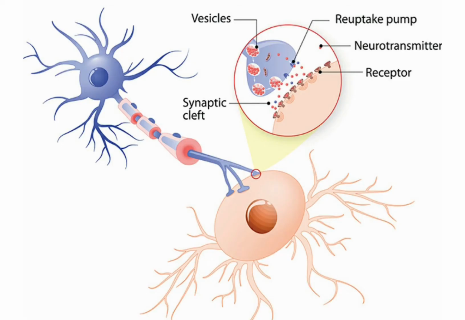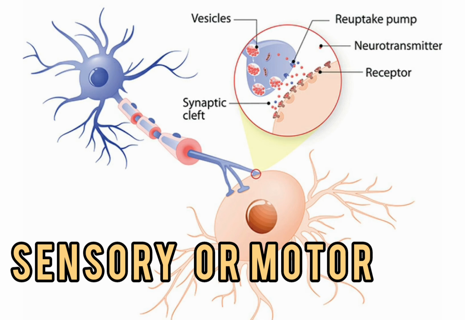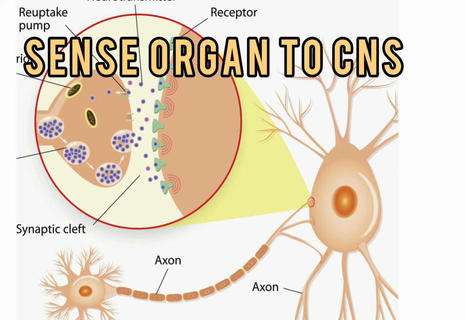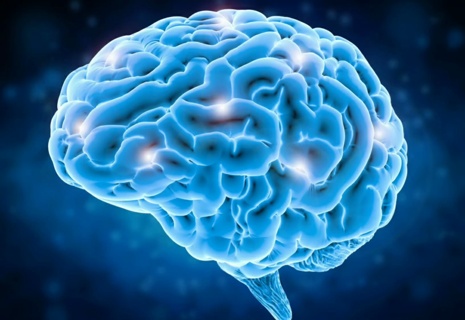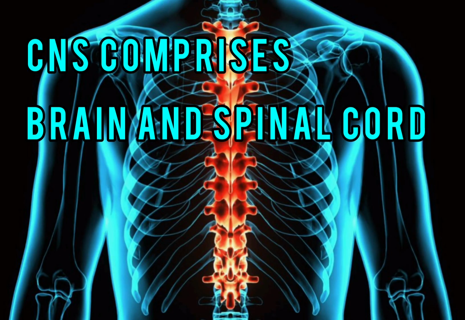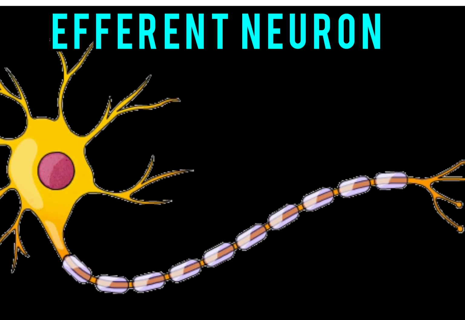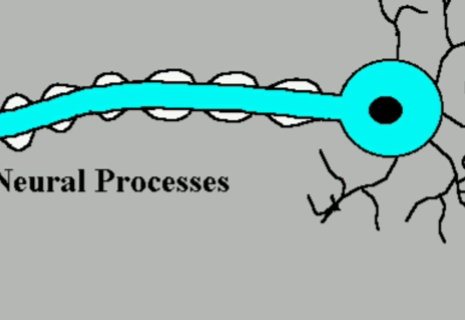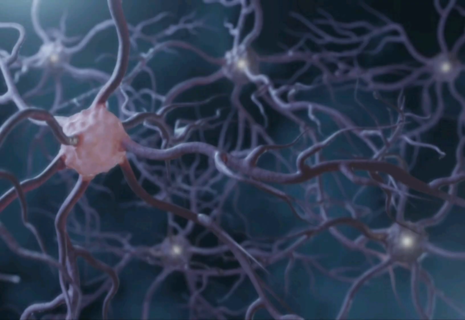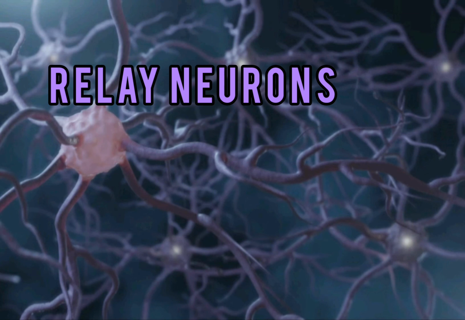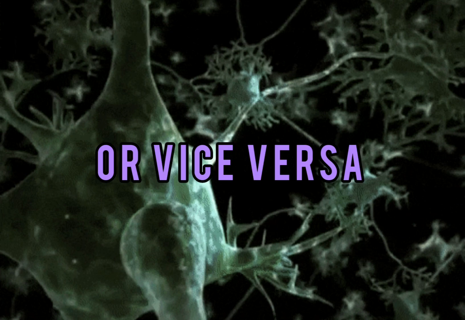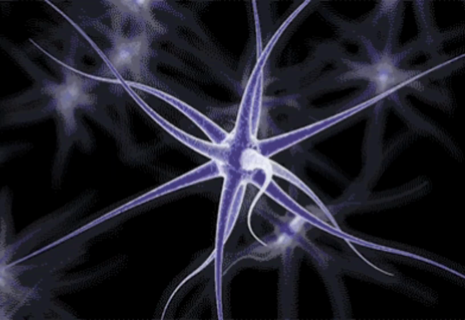Now, a neuron may be sensory or motor. What is sensory? Sensory or afferent neurons carry impulses from sense organs to the CNS. CNS means brain and spinal cord. While the motor or efferent neurons carry messages from the brain or spinal cord to various effector organs like muscles and glands. There are even interneurons or connector neurons or relay neurons. These are the neurons which carry messages from sensory neuron to the motor neuron or from the motor neuron to the sensory neuron. So, these are the types of neuron.